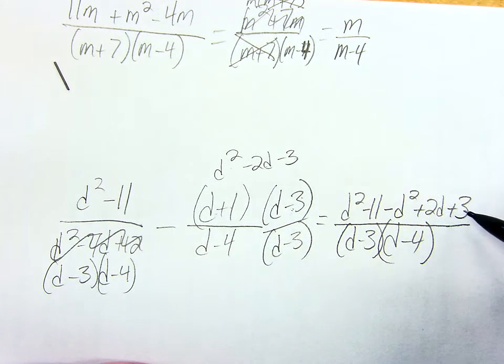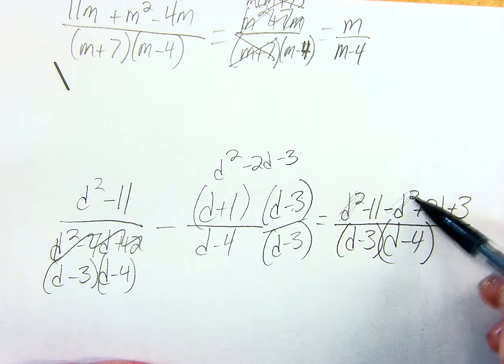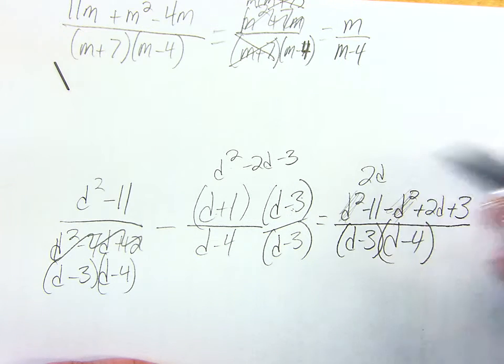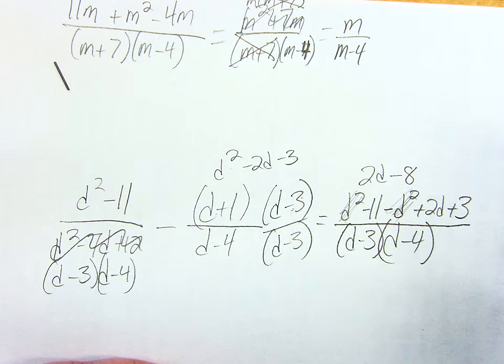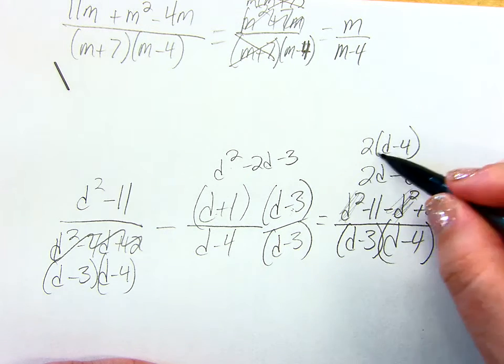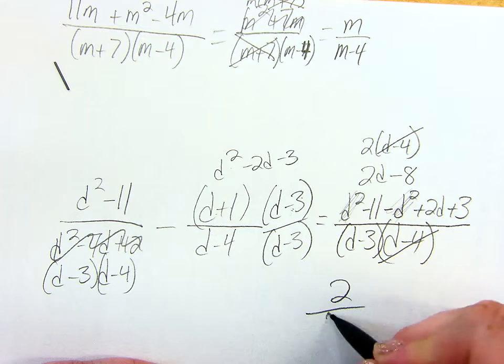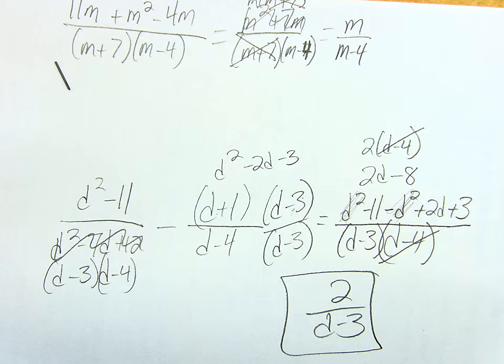And now I can just combine like terms in my numerator. So it looks like the d squareds will go away. And I'll have 2d minus 8. Right, now I see I can take out a 2. So with subtraction, just be careful, you have to subtract all those pieces.